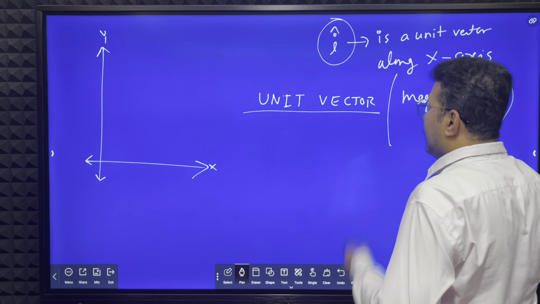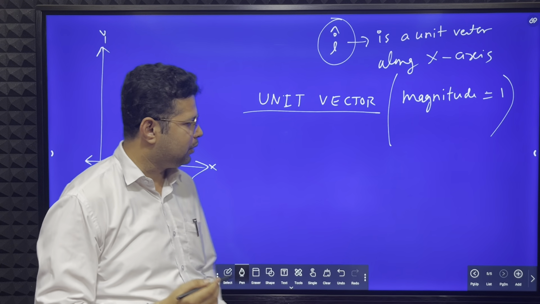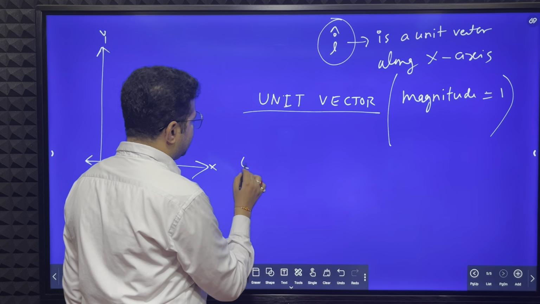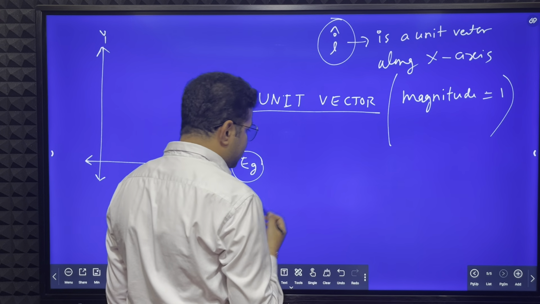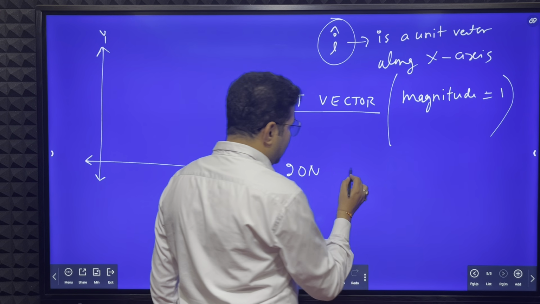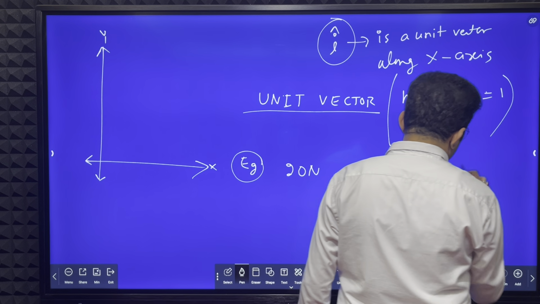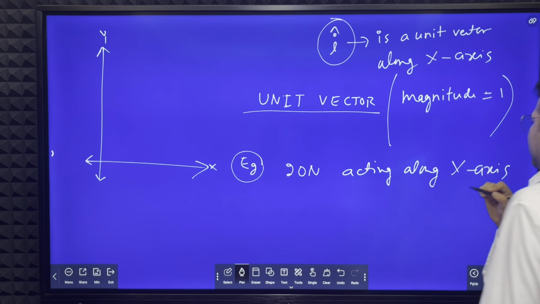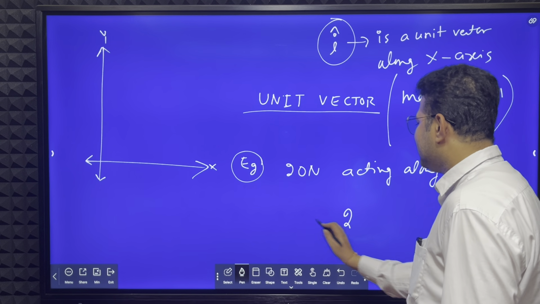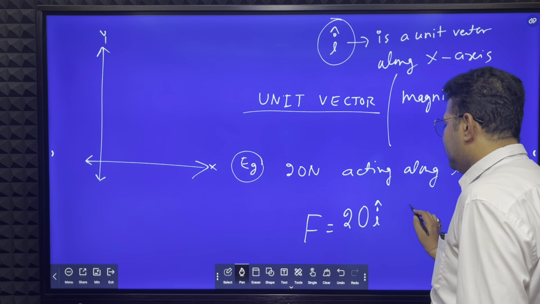Unit vector along x-axis is represented as I cap. For example, in the problem they give like this: there is a force of 20 Newton acting along x-axis. Then how do you write? You write this as F is equal to 20 I cap Newton.